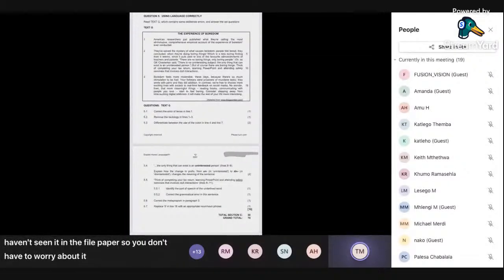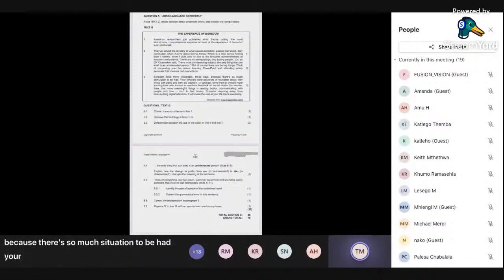So here we're looking at: boredom feels intolerable these days because there's so much excess to be had. Your forebears were prisoners of mundane tasks. They wrote with pens and they did additions. In contrast, we are free to choose more exciting lives, with excess to real-time feedback on social media. No wonder then, the more meaningful things, reading books, communicating with people you love, start to feel boring. Consider stepping away from the time-sucking digital addiction. It will make the rest of your life more interesting.